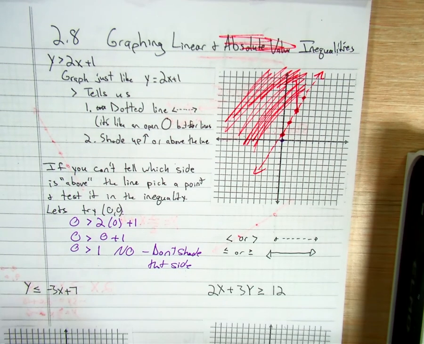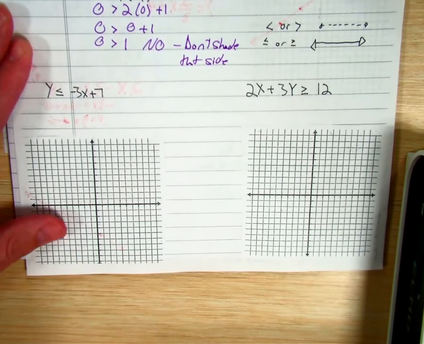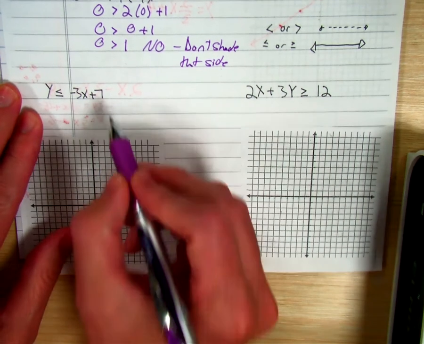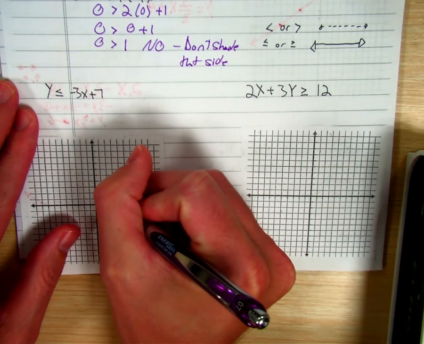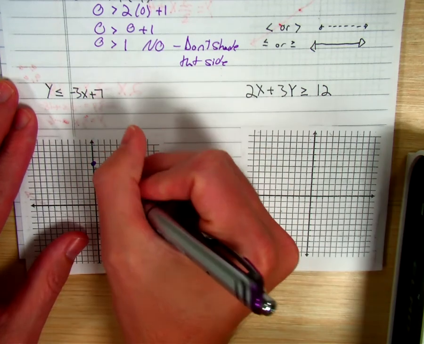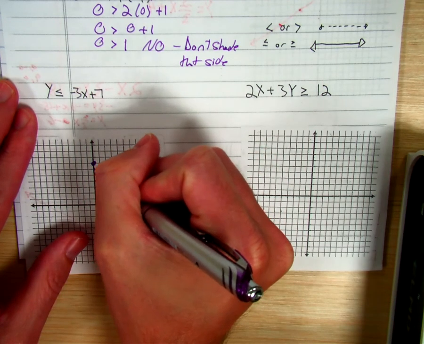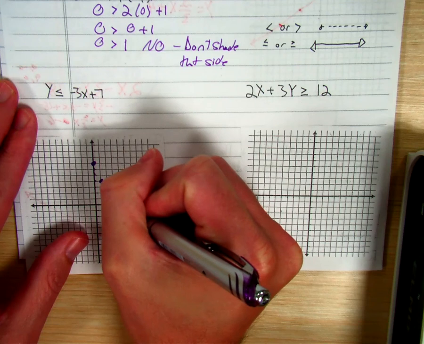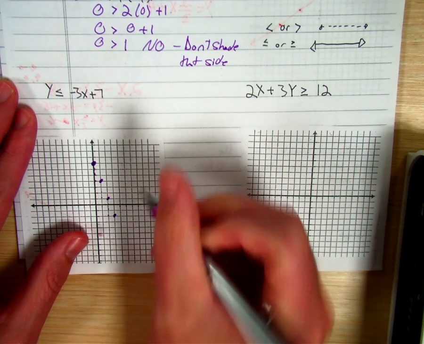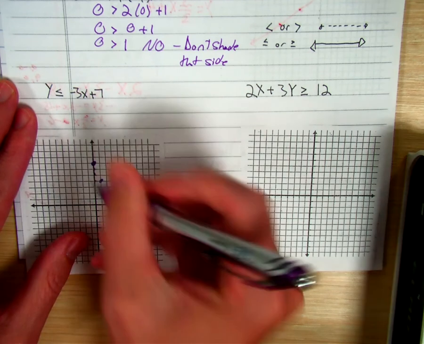Let's have you try. Push pause, and try this one. Y is less than or equal to negative 3x plus 7. Alright, let's see how you did. We're going to start at 7. 1, 2, 3, 4, 5, 6, 7. And our slope is negative 3. So that's down 3 over 1. Down 3 over 1. We'll do one more. Down 3 over 1. Less than or equal to is a solid line.